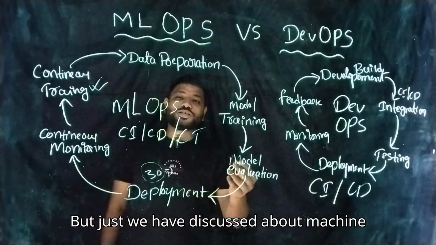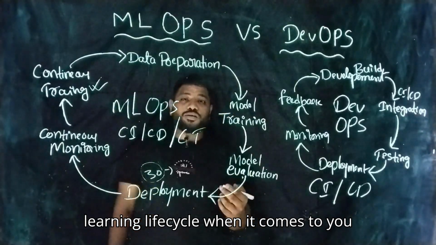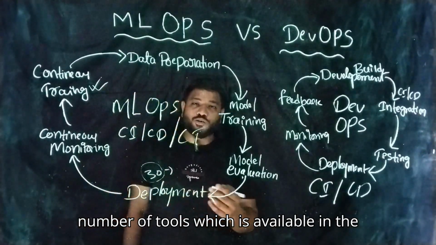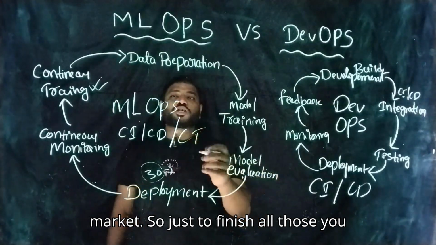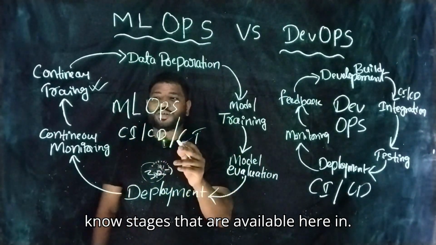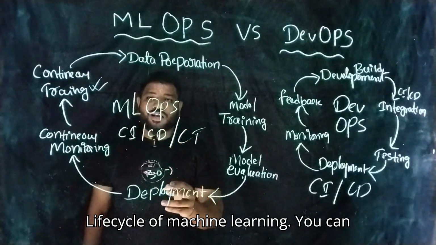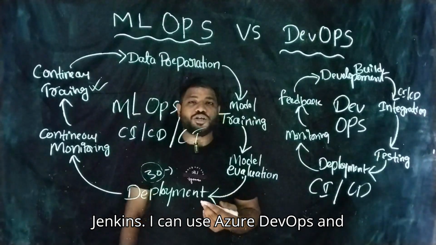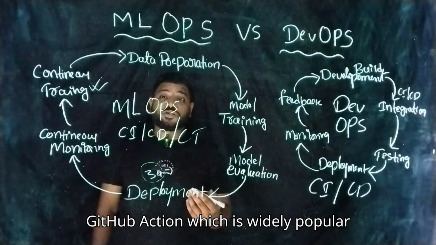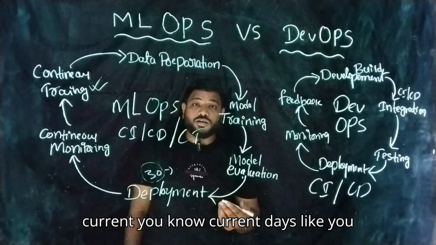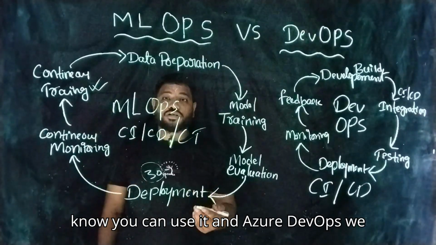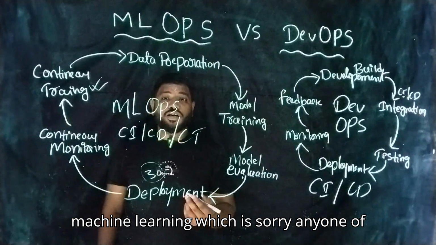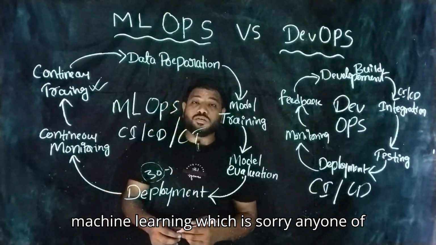We have just discussed the machine learning lifecycle. When it comes to driving this machine learning lifecycle, we can use a number of tools which are available in the market. To finish all those stages in the lifecycle of machine learning, you can use any kind of CI/CD tools like Jenkins. You can use Azure DevOps and GitHub Actions, which are widely popular these days. In Azure DevOps we have CI. So you can take any one of the CI/CD tools.